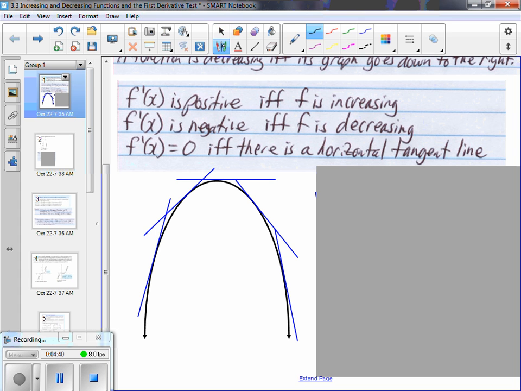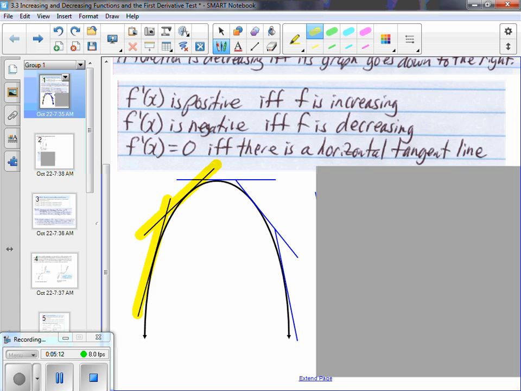Well, let's look. Over here, starting at the left, that represents a tangent line. Is the slope of that tangent line positive, negative, or 0? It's positive. And what is the graph of the function f doing right there at that tangent line? Increasing, decreasing, or neither? It's increasing. It's going up to the right. Same thing's happening here, isn't it? That tangent line has a positive slope, and the function is still increasing.